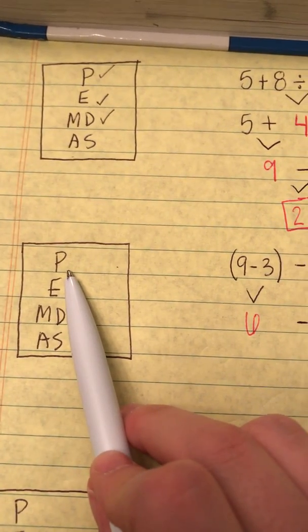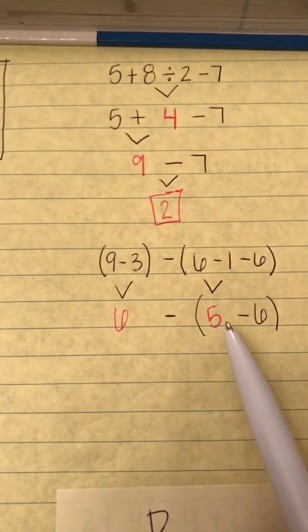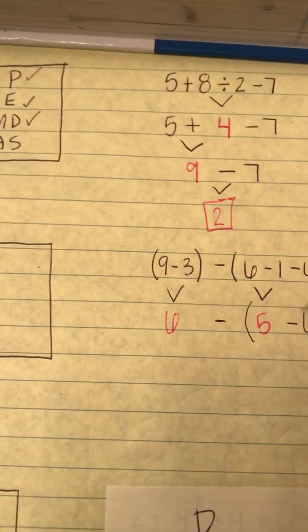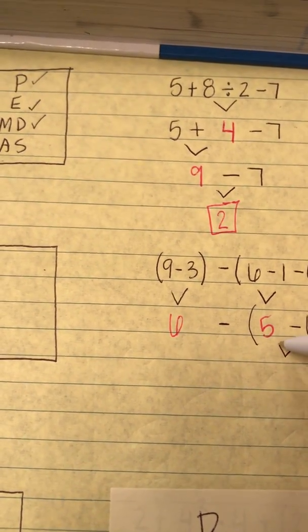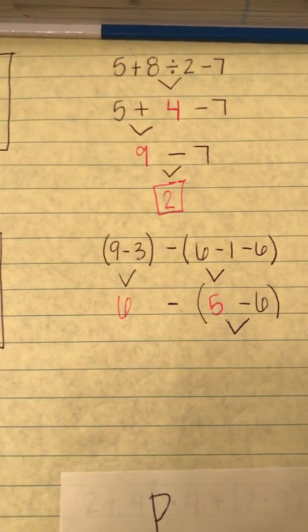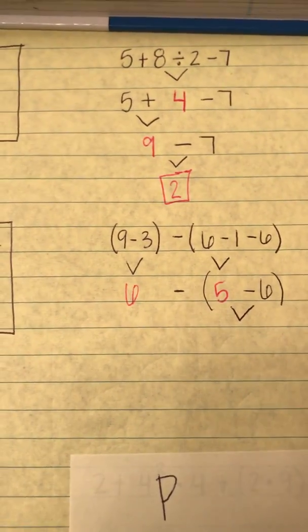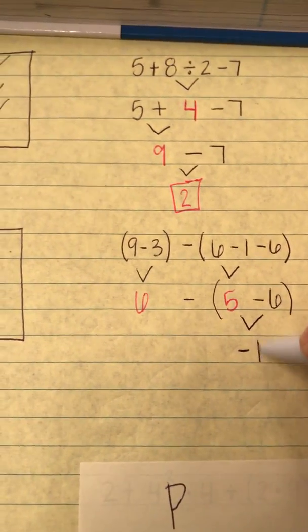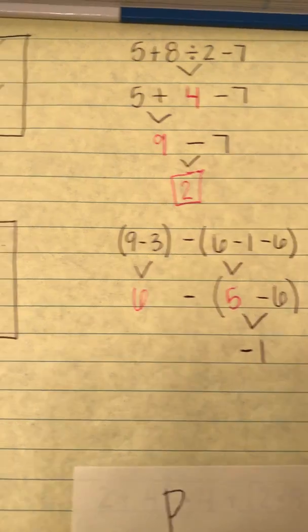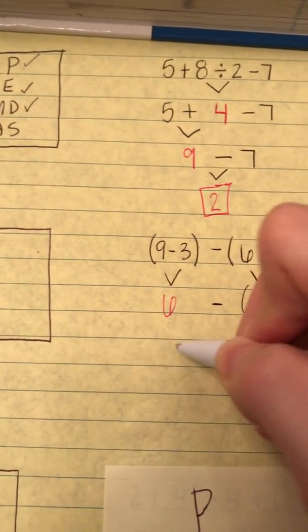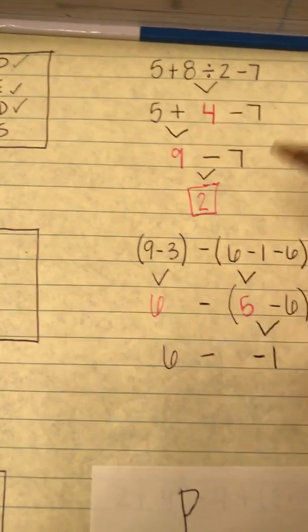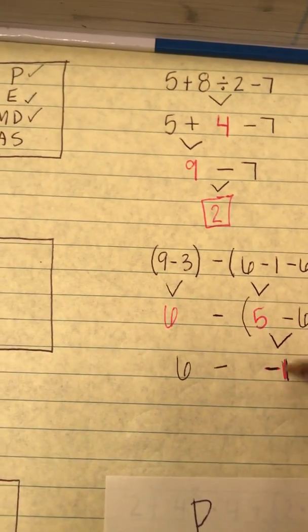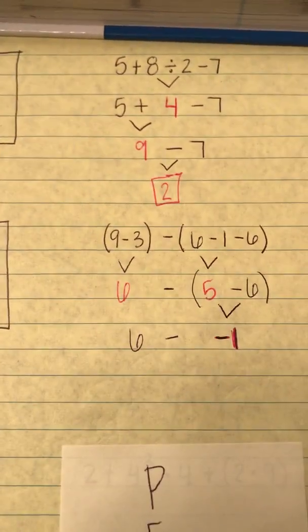I still have parentheses, so I'm going to continue to work inside of those. 5 minus 6. 5 minus 6 is -1. I did not use the minus, and I did not use the 6. And this should be a -1 in the pink if I'm going to continue to do this.